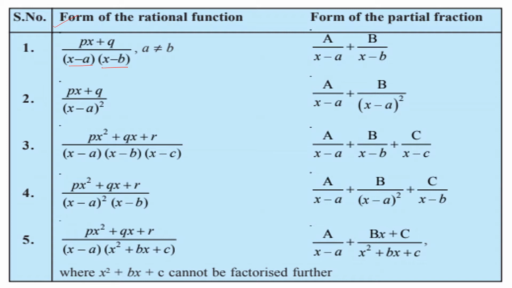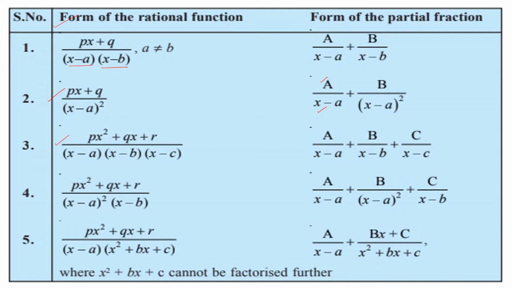Then the second one is if the form is (px + q)/(x - a)², meaning the denominator has a perfect square, then the partial fraction will be A/(x - a) + B/(x - a)², like this, x - a with the single power and then with the square power. Similarly, if it is (x - a)³, it will be taken as A/(x - a) + B/(x - a)² + C/(x - a)³.